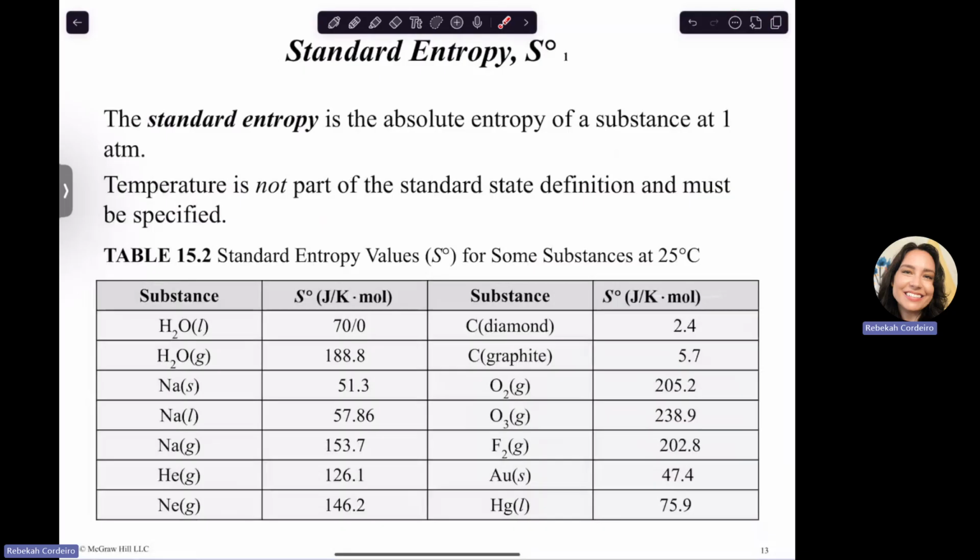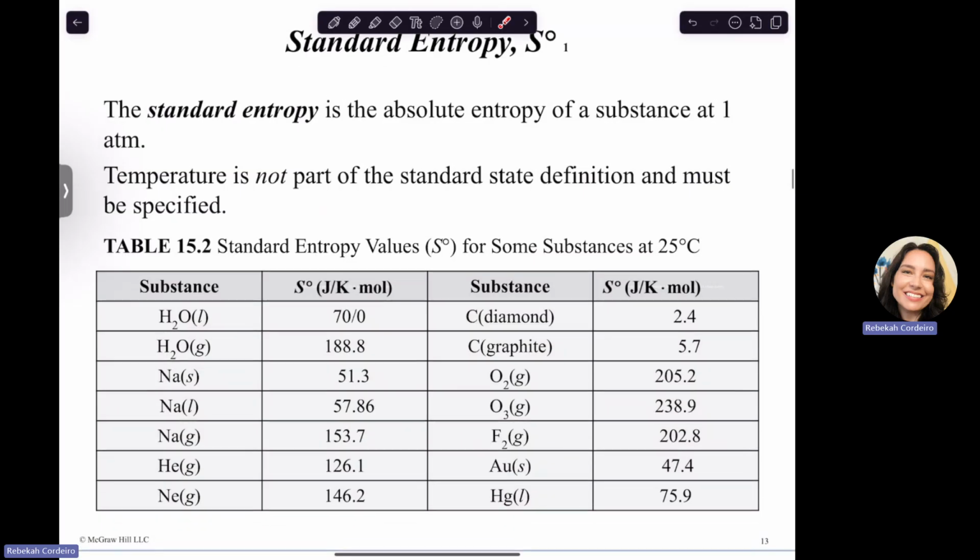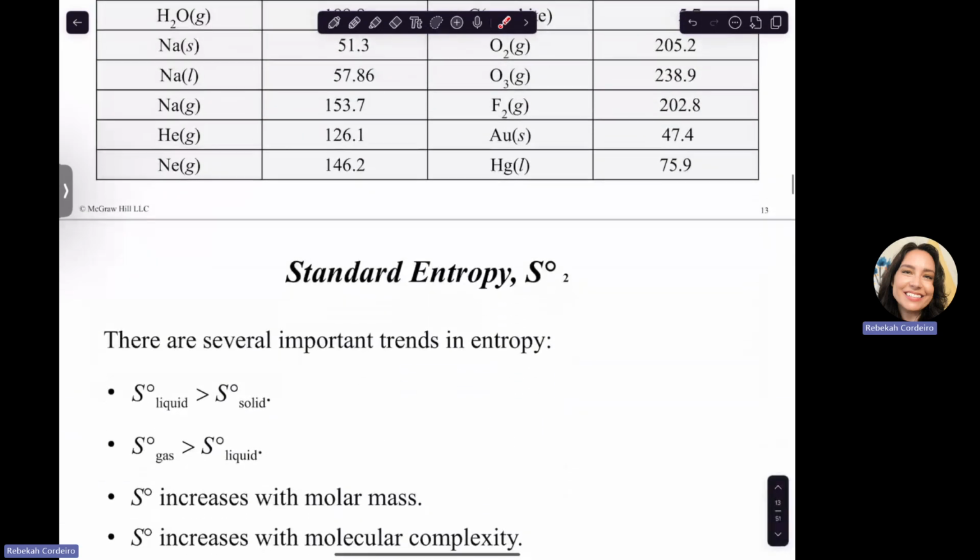That's because we want to think about having entropy values for different states of matter, and those states of matter don't exist at all temperatures. But we do keep it standard at 1 atm. So these are all your standard entropies, and you can imagine what we now can do with this with the chemical reaction, just like our standard enthalpies.